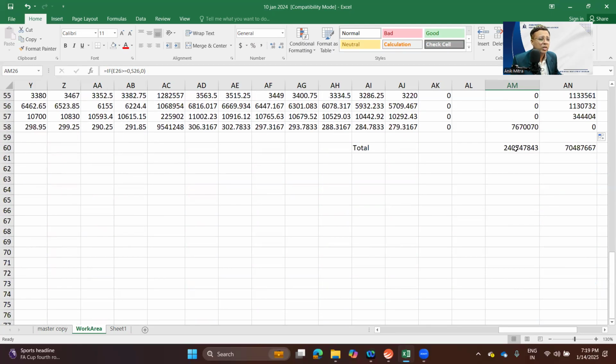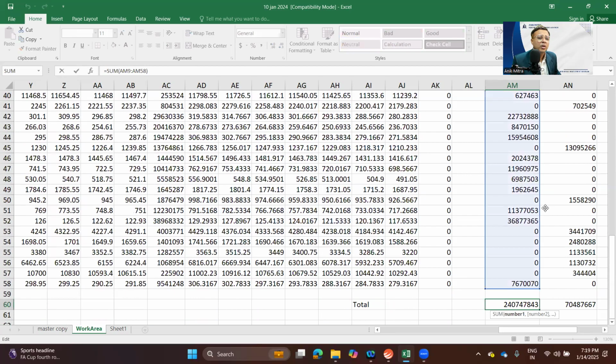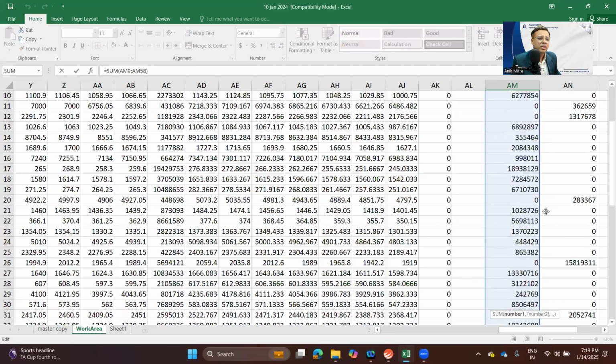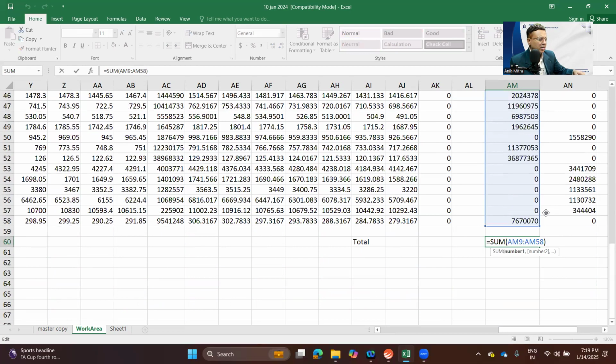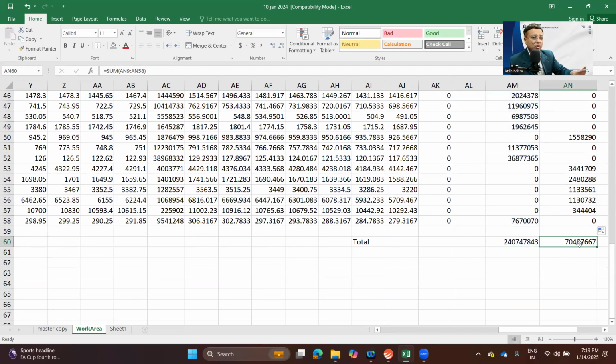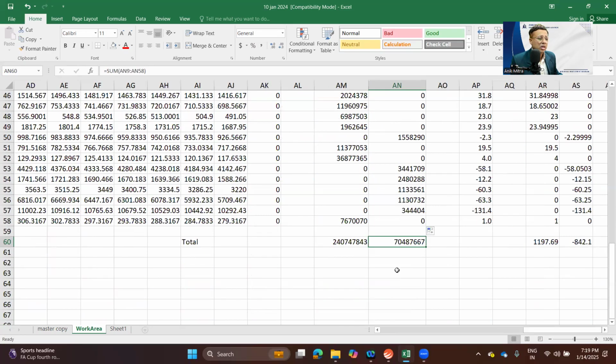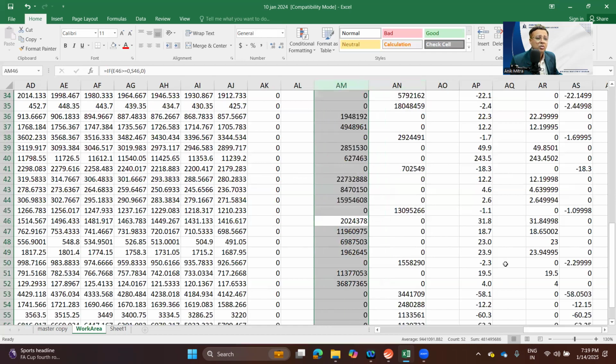Now what I'm doing is just clubbing this data. So I use the sum formula. You can see very well this upside volume and downside volume has been clubbed together, correct? So this is total upside volume, and this is total downside volume. This AM column is total upside volume, AN is total downside volume.